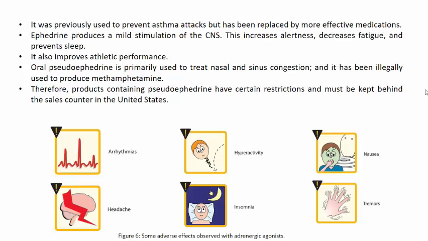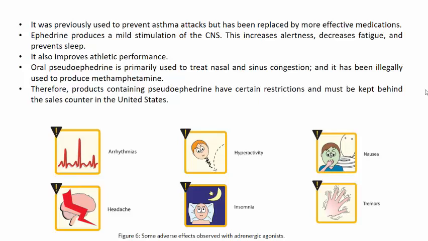This figure shows some adverse effects observed with adrenergic agonists in general, for example arrhythmias, headache, hyperactivity, insomnia, nausea and tremors. These are some of the adverse effects which are observed with adrenergic agonists.